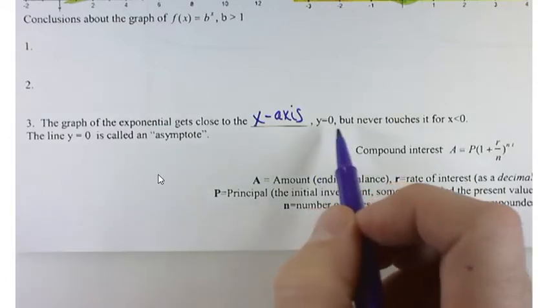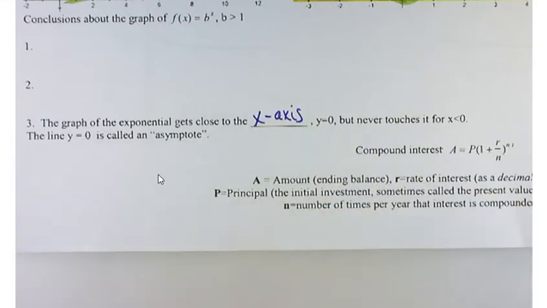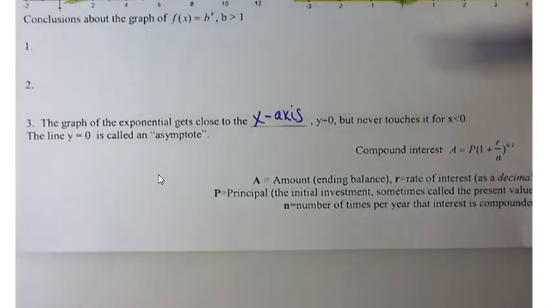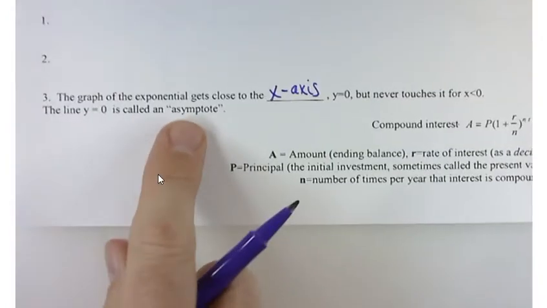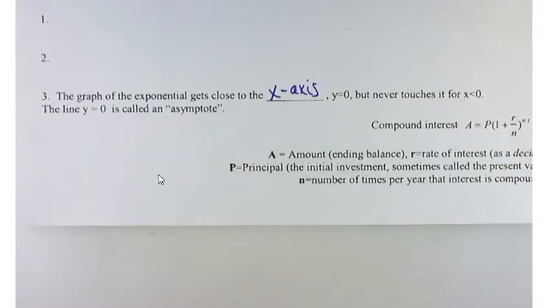So y equals 0, but it never quite touches the x-axis. You'll never actually get to 0, but it gets really, really close. And that's called an asymptote. Be careful how you abbreviate that, please. Thank you. Good job.